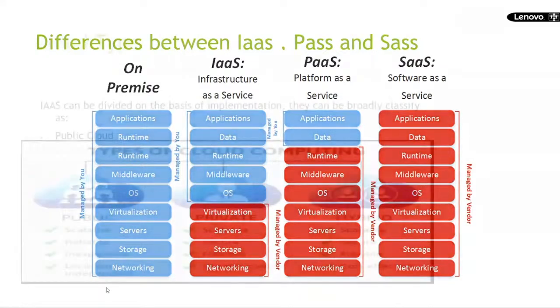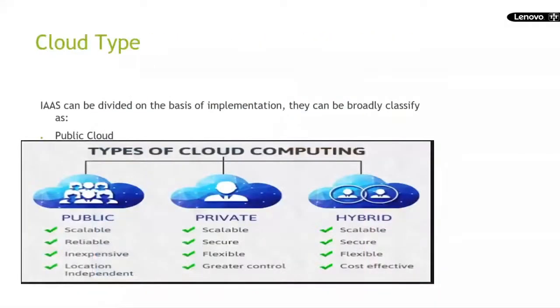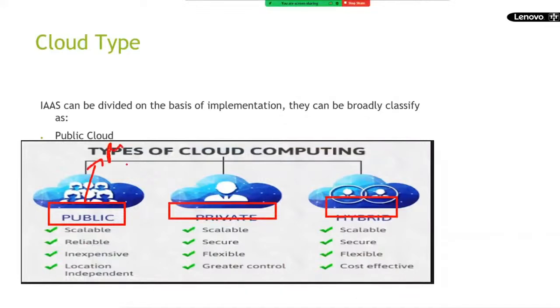Okay, next, globally we have three types of clouds: public, private, and hybrid. What is public, guys? Public means the services or resources can be accessed from anywhere in the world. I am repeating, the resources that can be accessed from anywhere in the world are called public. Private means the services can be accessed only within the corporate network.